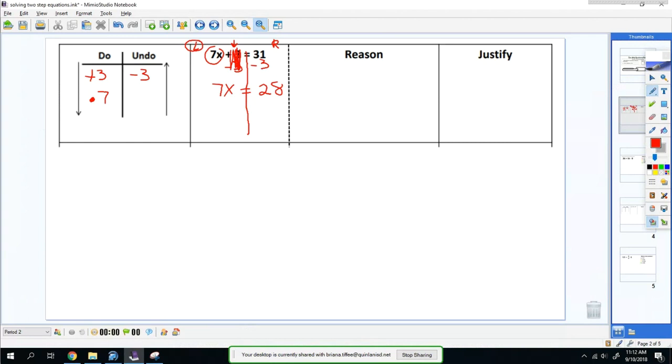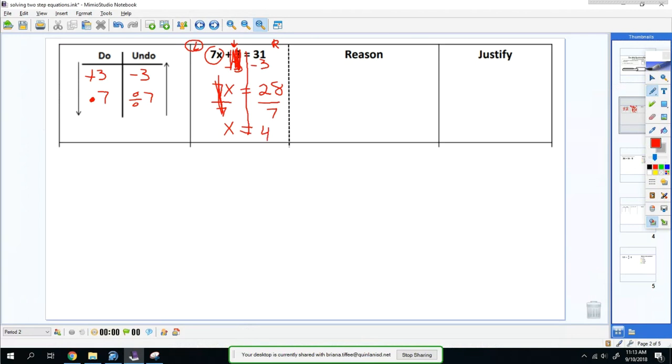So the way we're going to do it is we're going to divide by 7. Since that 7 is standing right next to the x, that means it's being multiplied. So the opposite is to divide 7 from both sides. So that cancels out, and now all we have left is an x. So now we do 28 divided by 7, which is 4.